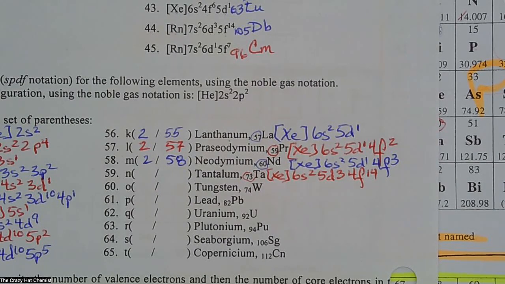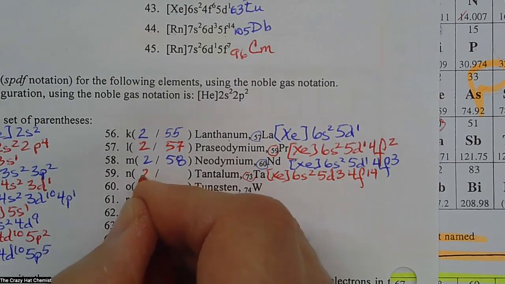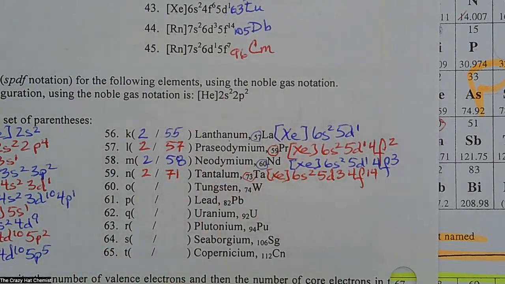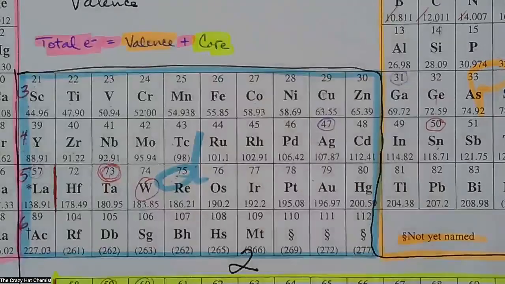And the number of valence electrons in this, well, it's in the boot, and there are a total of 73, so that would be 73 minus 2, that's 71. The next element is tungsten. Let's see if we can do that one.